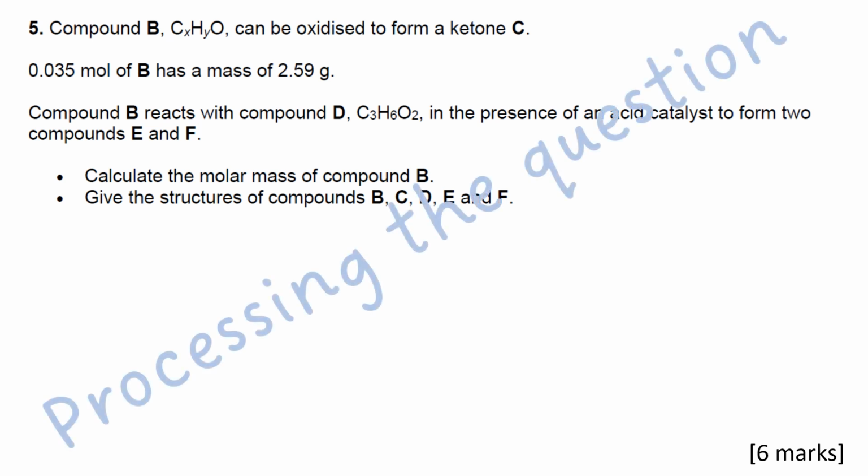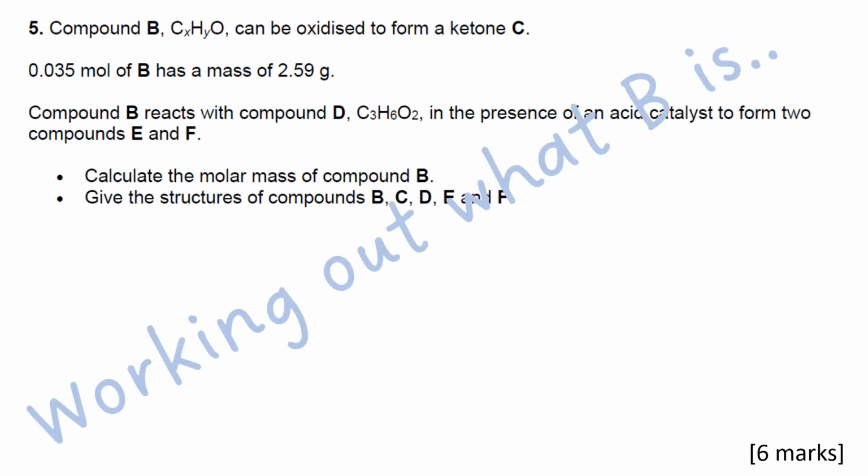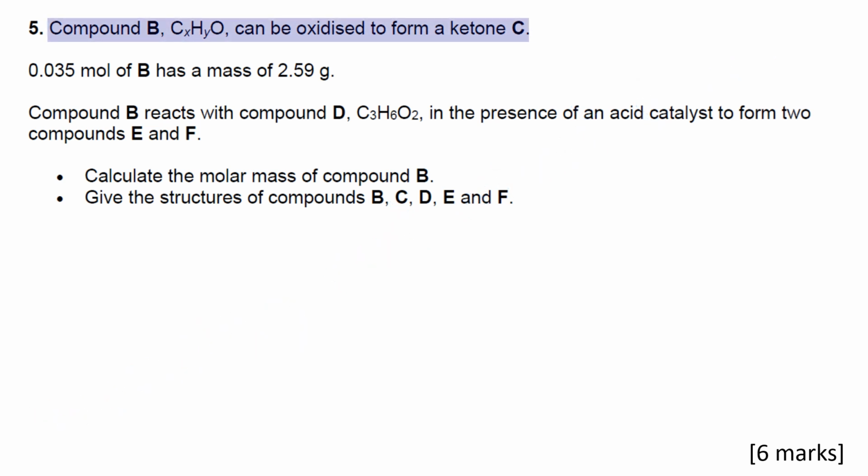So in terms of processing the question, let's start where we've been given some information. We're going to work out what B is first of all. From the top of the question you can see that it's CxHyO and it can be oxidized to form a ketone C. So taking our general alcohols and ketones chemistry, compound B will be oxidized to make a ketone. Compound B is likely to be an alcohol of some kind, probably a secondary alcohol, obviously because secondary alcohols oxidize to form ketones.